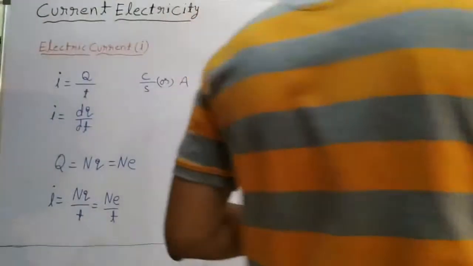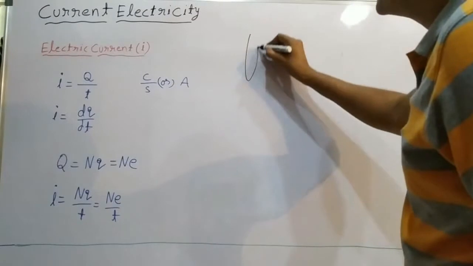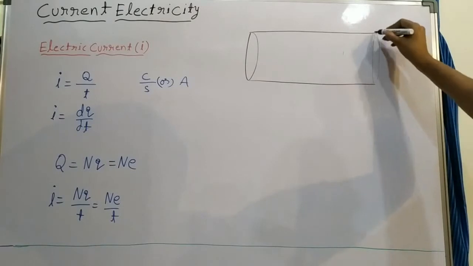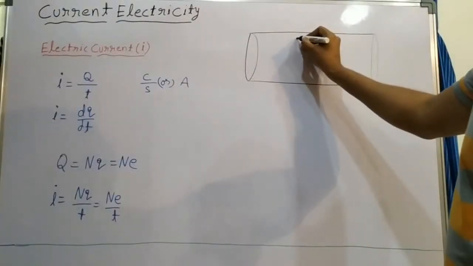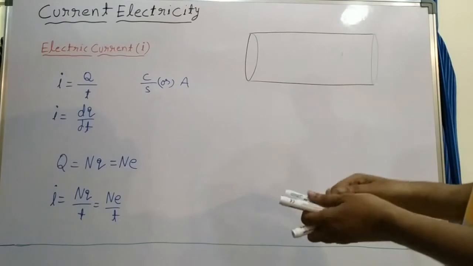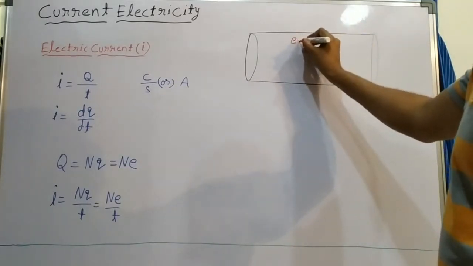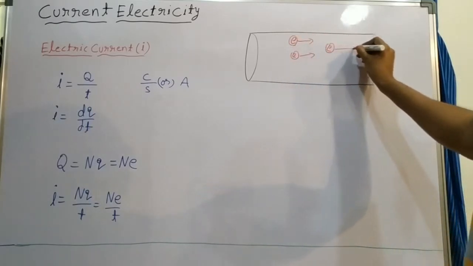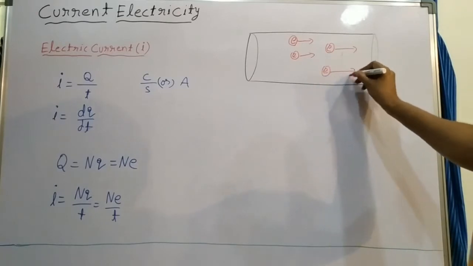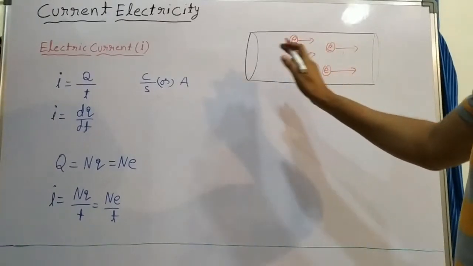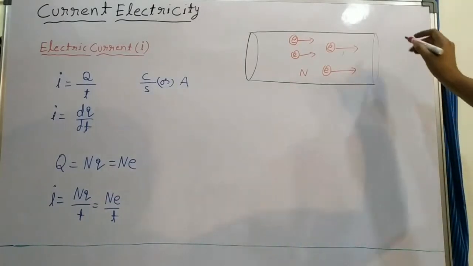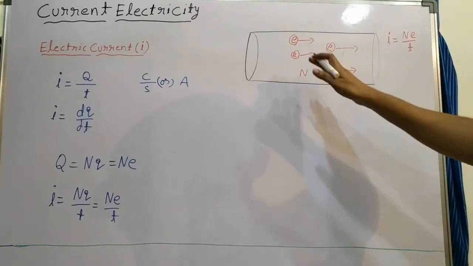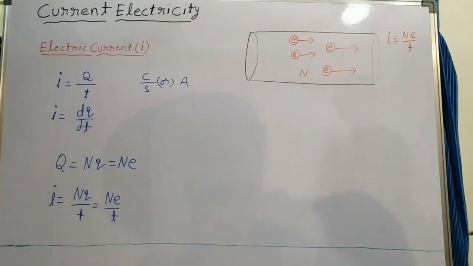Now see, if you take a conductor, nothing but a metal wire, having free electrons inside, which are moving like this. So like this n number of electrons are moving from one end to the other end. Then how much current is flowing? Here you can write current I is equal to Ne by t: how many electrons are moving from one end to the other and how much time it takes.